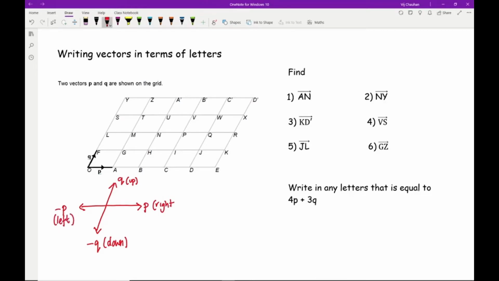What I'm going to do is use this as a guide to help me work out what the column vectors are going to be.